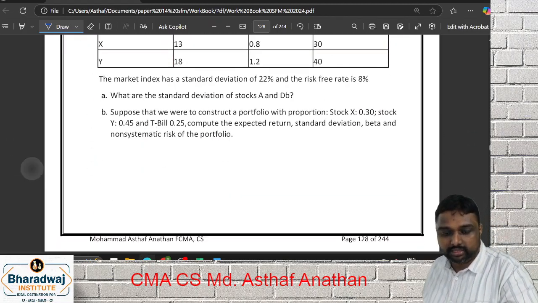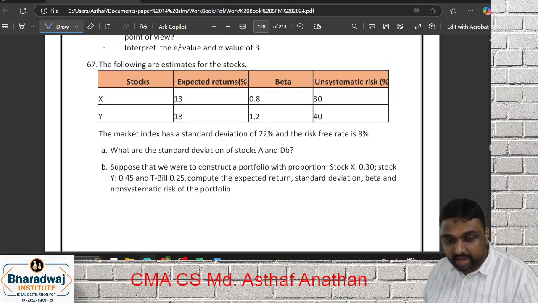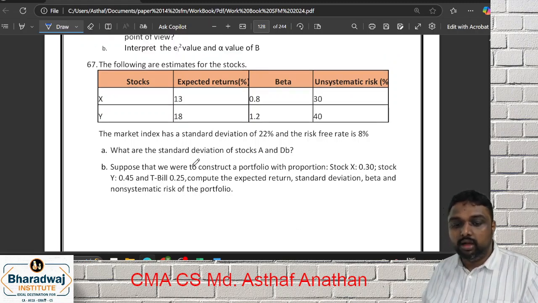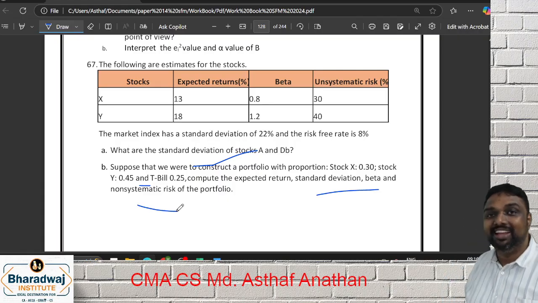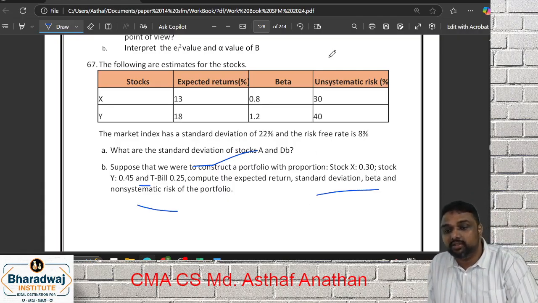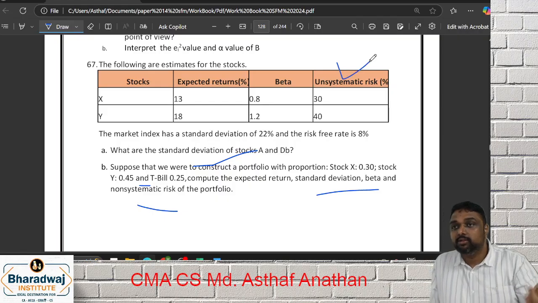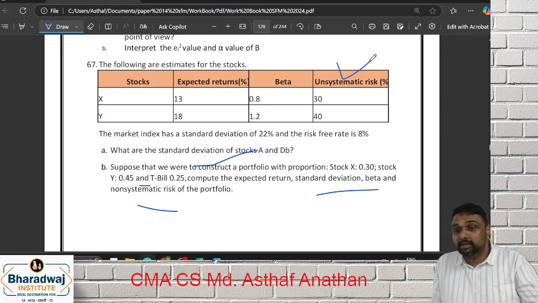Here comes the next, question 67. Again, the same model question they were asking: what is the standard deviation of the portfolio? Here also, which method do you want to use, my dear friends? The Sharpe index model. You have to go the reverse way. Can you just go through the 67 answer, friends? The question is given unsystematic risk.